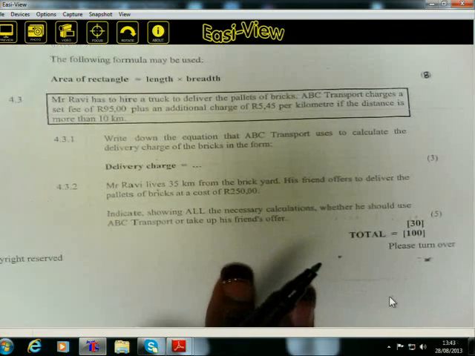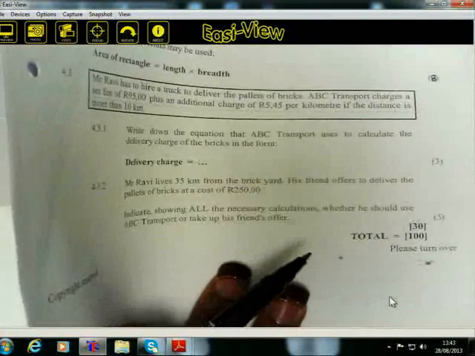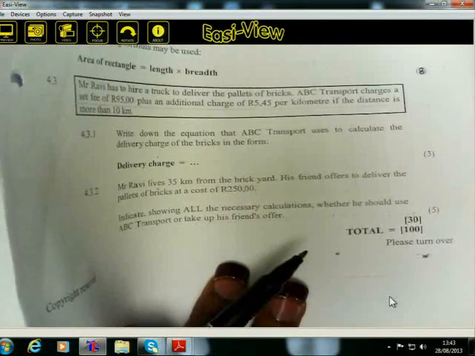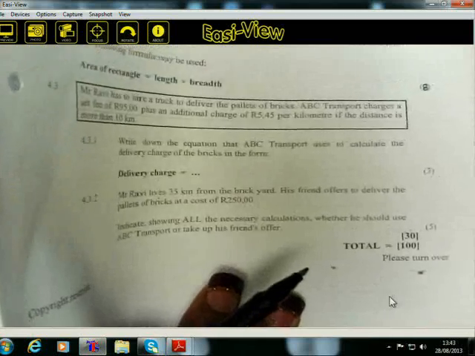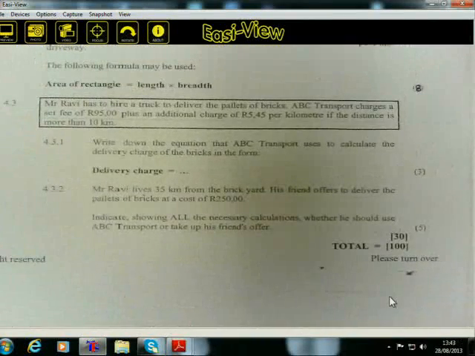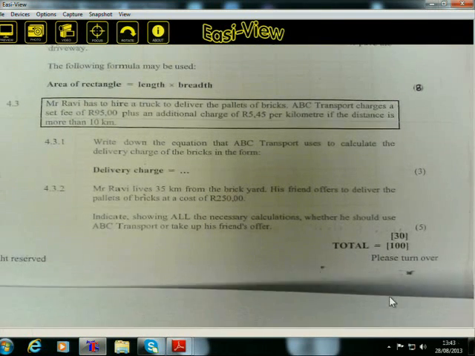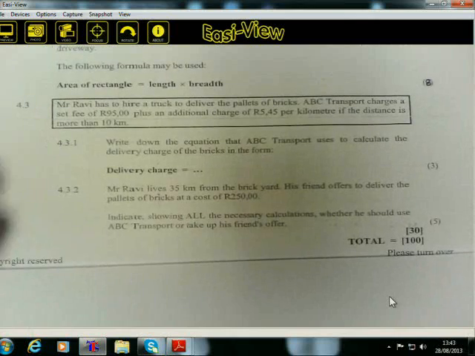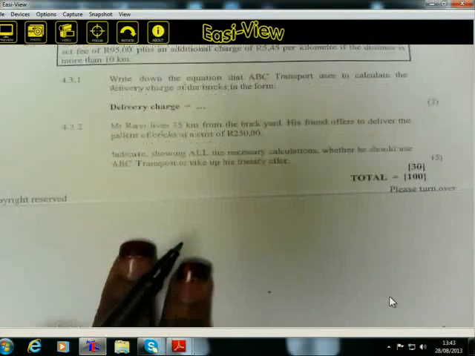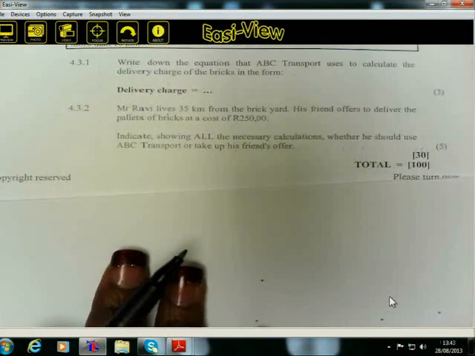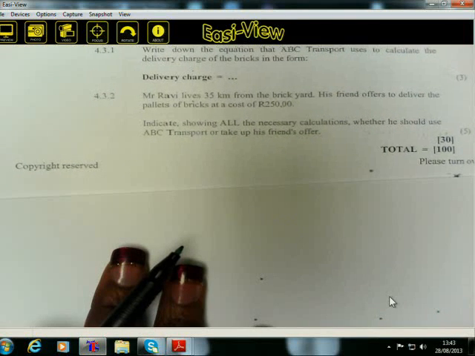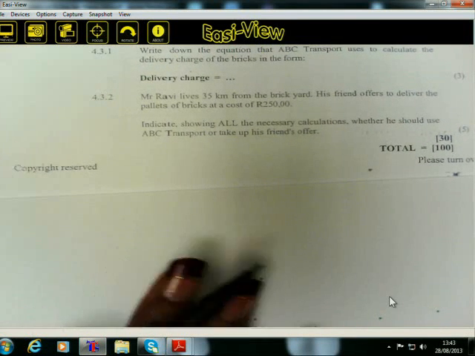So that means if the distance is within 10 kilometers, you are not charged an extra fee, you only pay 95 rands. But if you stay away with more than 10 kilometers, it means there's going to be an additional cost to you because you'll also have to pay an extra 5 rand 45 cents per kilometer.